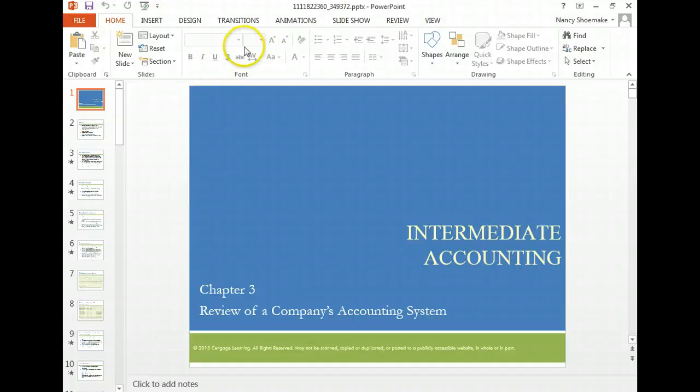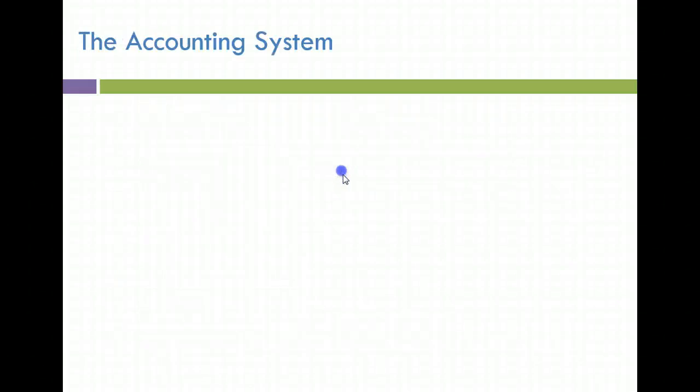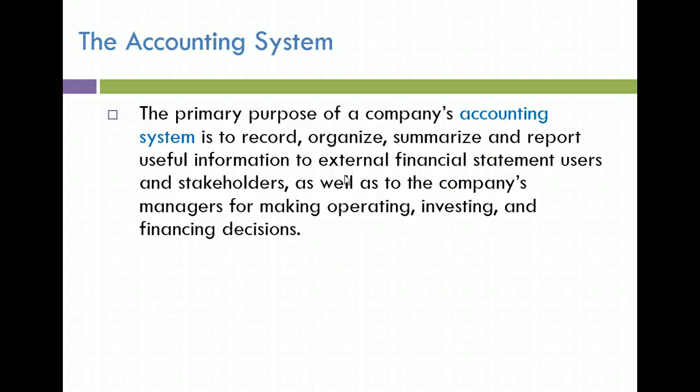Okay, so this was, for the most part, an overview of principles. We started with understanding what an accounting system is. So the process of an accounting system is to record, organize, summarize, and report, communicate this information to users, as well as to the company's managers. Now, the managers use it for making operating, investment, and financing decisions.